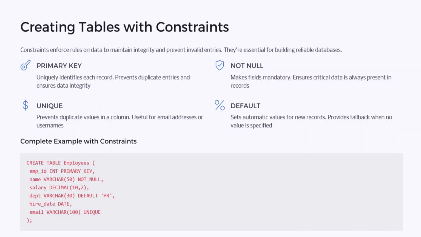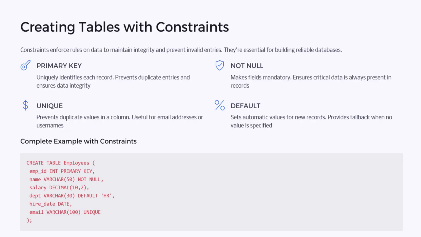Now let's see what constraints are. Constraints are rules applied to columns to ensure data accuracy and reliability. The main constraints are primary key, not null, unique, default. Primary key uniquely identifies each record and prevents duplicate entries.